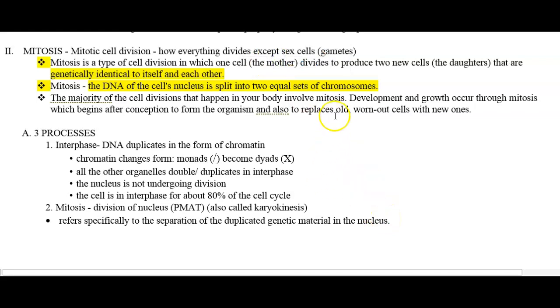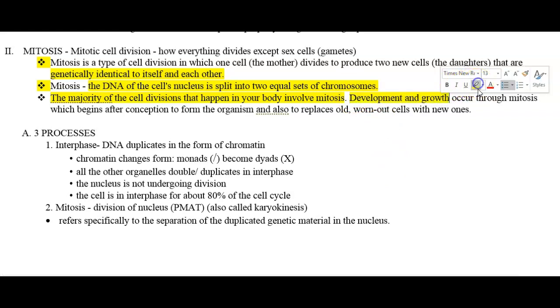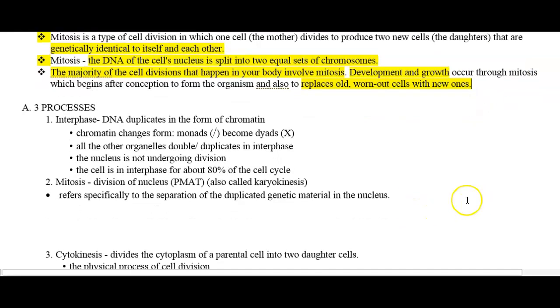And most of your cells in your body, the division in your body, is going to be taking place through mitosis. Development, growth. Alright, that's through mitosis. Replacing old worn out cells with new ones, that's mitosis. Through processes, interphase, G1, S, G2, and it's going to be in this stage for about 80% of the time.